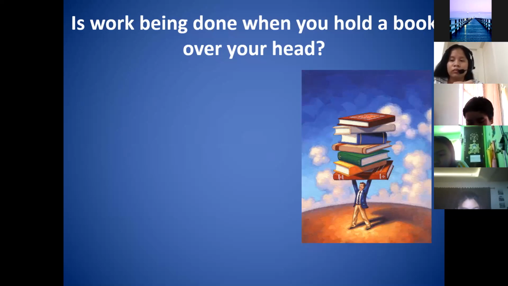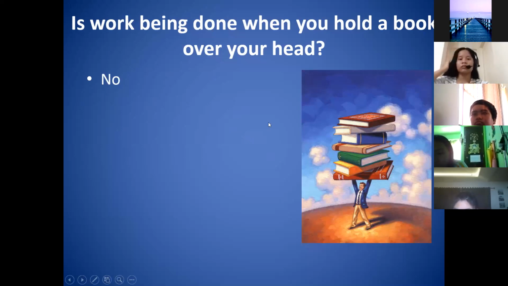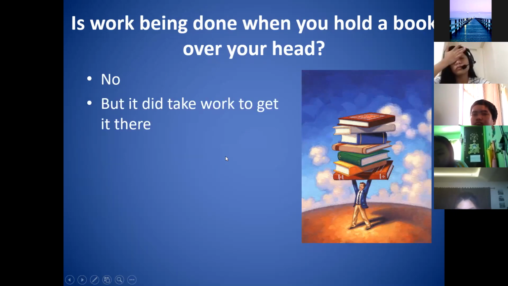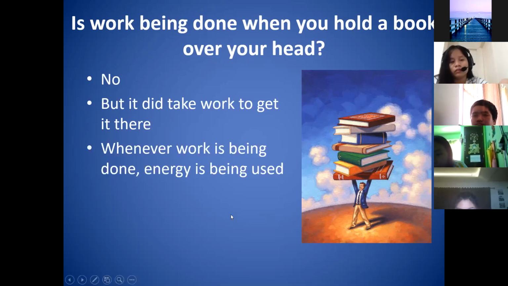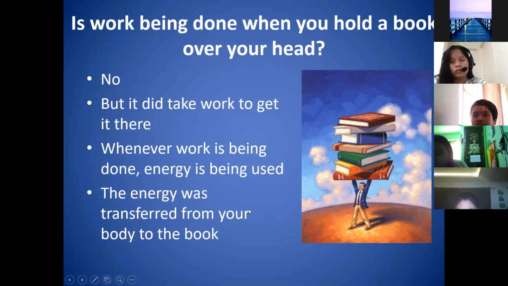But if you lift the book from the bottom going up, there's work being done because there's a change in distance from the initial point where the book is located to the final point where the book was lifted. Okay? So in this question, is there work being done when you hold the book over your head? The answer is no. But of course, bringing the book from the ground to your head, there was work being done. But upon holding the book over your head, after it was placed there, there's no work being done. But by lifting the book again, there was work being done. Energy is being used, but work is not being done.